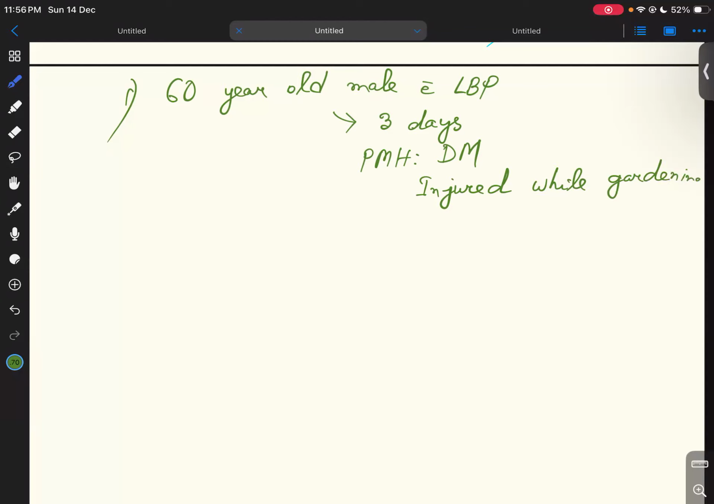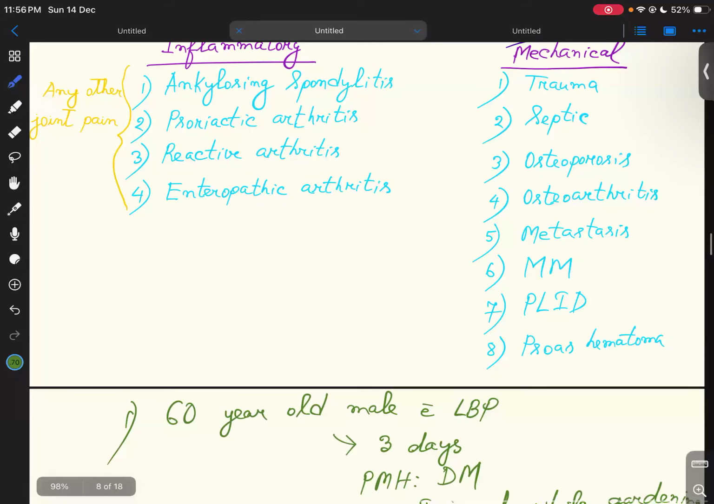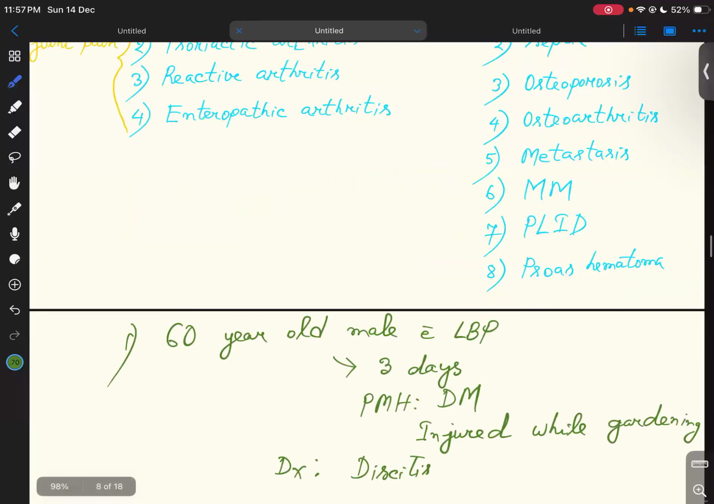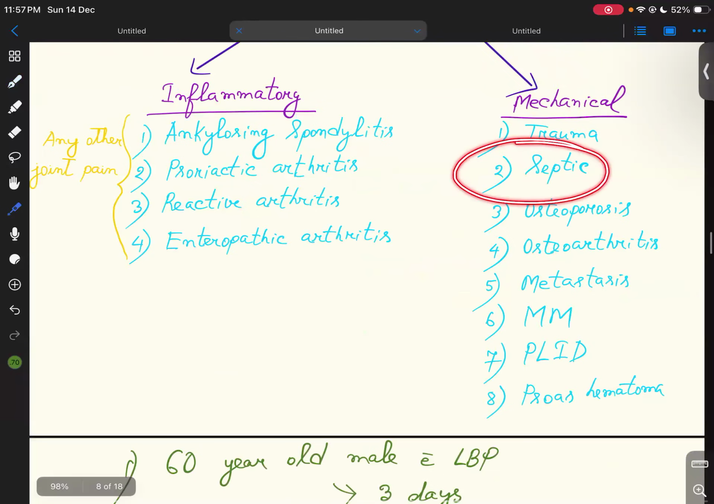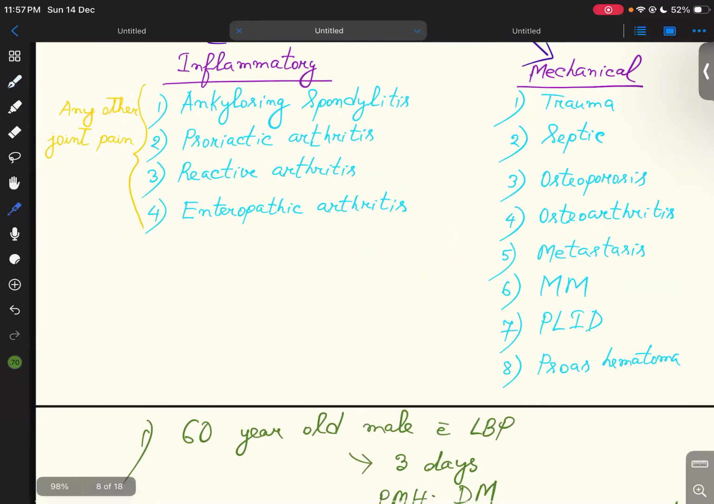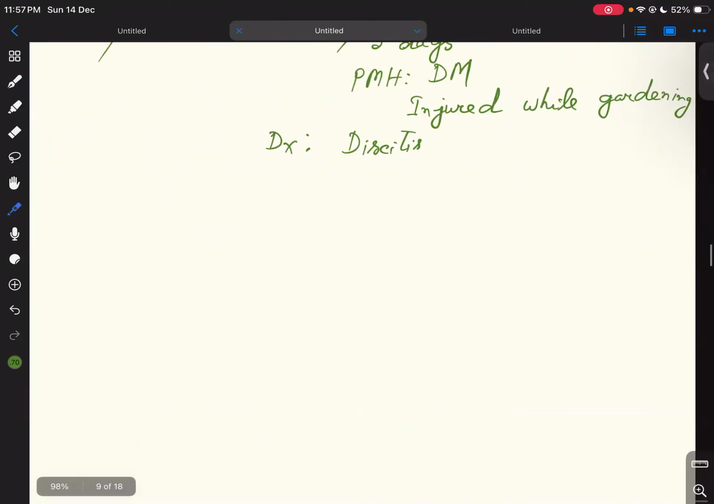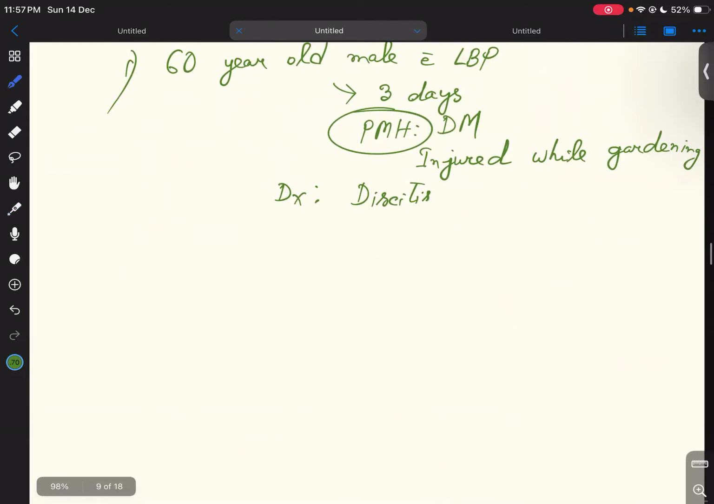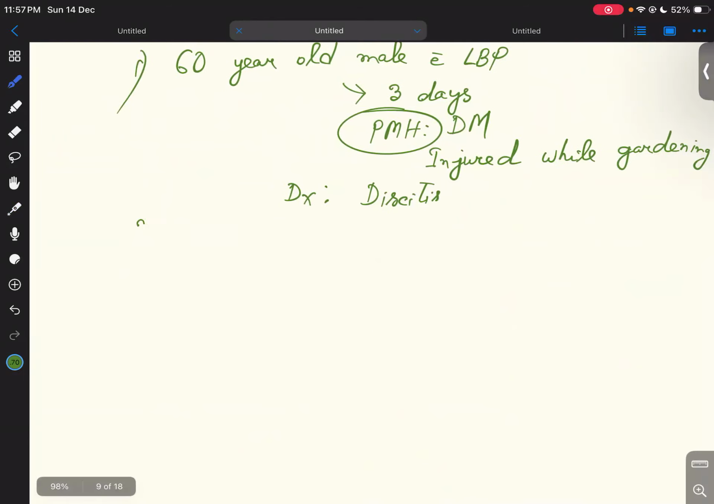So, can anyone tell me what the diagnosis is here? Discitis, sir. Wonderful, doctor. Discitis. This falls under septic arthritis. Septic arthritis can be discitis, can be abscess, but discitis is the best answer. Okay, let me give you another example. Have you seen how important the past medical history is? Yes, sir. Let me give you another example.